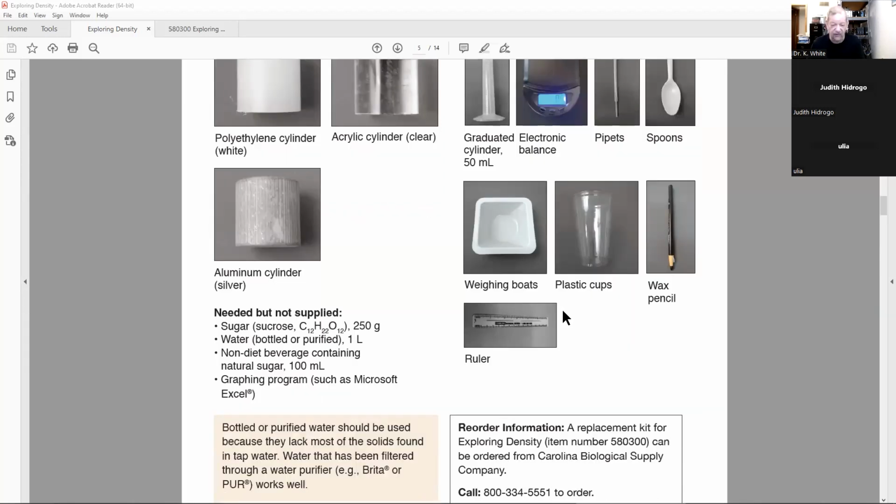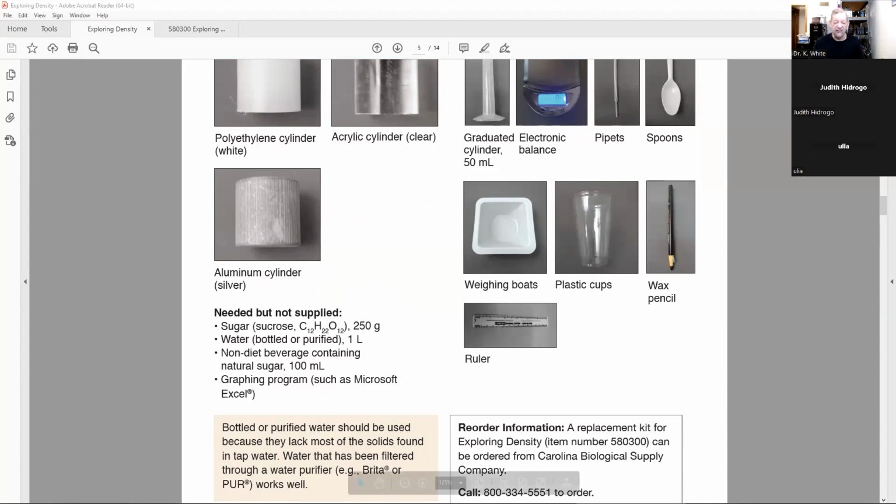You've already done it. The ruler should be in your kit. Now, for this lab, there are some things that you have to supply yourself. First of all, you'll need sugar, otherwise known as sucrose, which is about 250 grams. That's roughly half a pound of sugar.